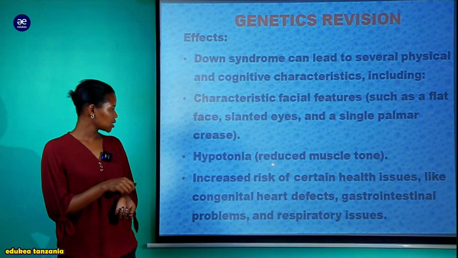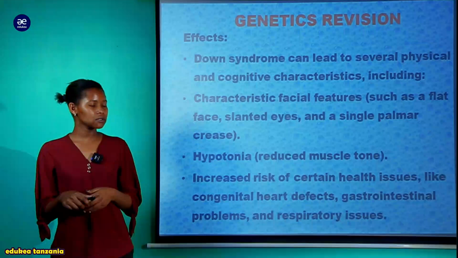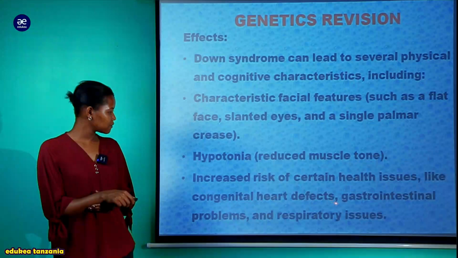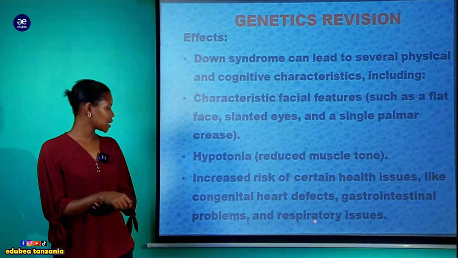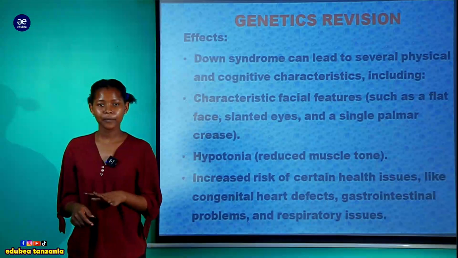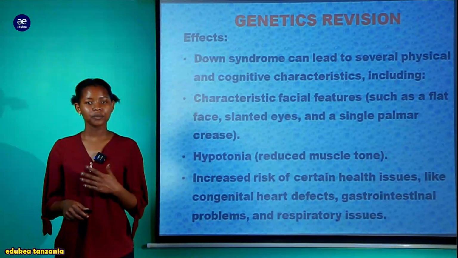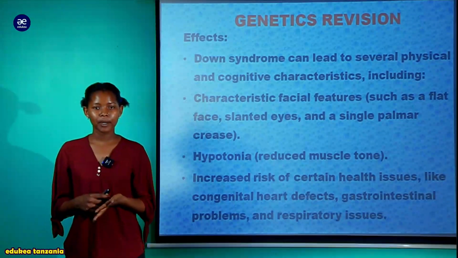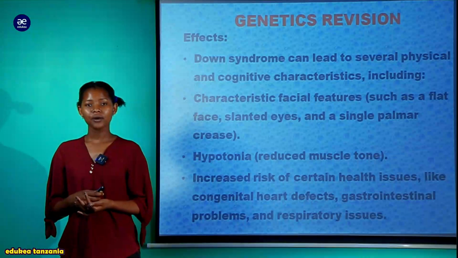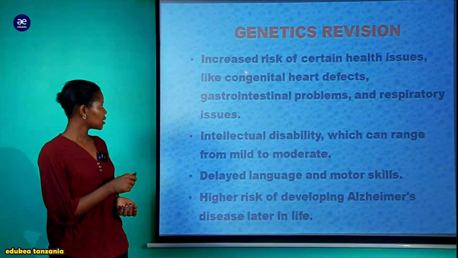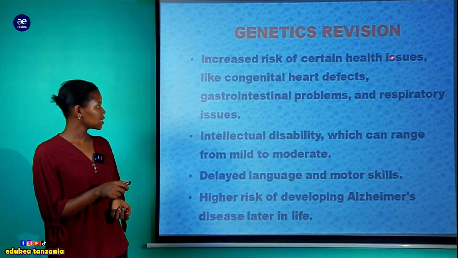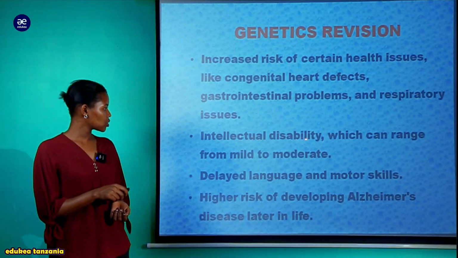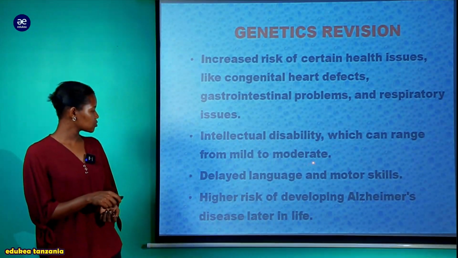Again, there is hypotonia, reduced muscle tone, wanakuwa na reduced muscle tone. We can see increased risk of certain health issues like congenital heart defects, gastrointestinal problems and respiratory issues. Wanapata matatizo kama ya moyo, respiratory problems, we can say breathing problems, na intestinal problems zinawapata sana watu wenye tatizo la Down syndrome. Again, there is intellectual disability, which can range from mild to moderate.